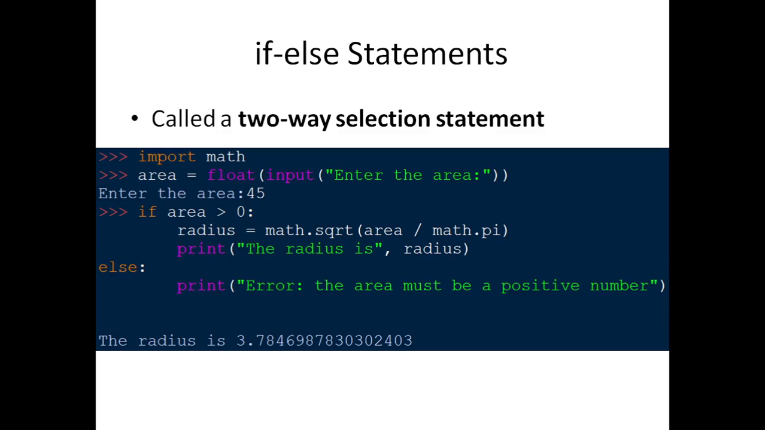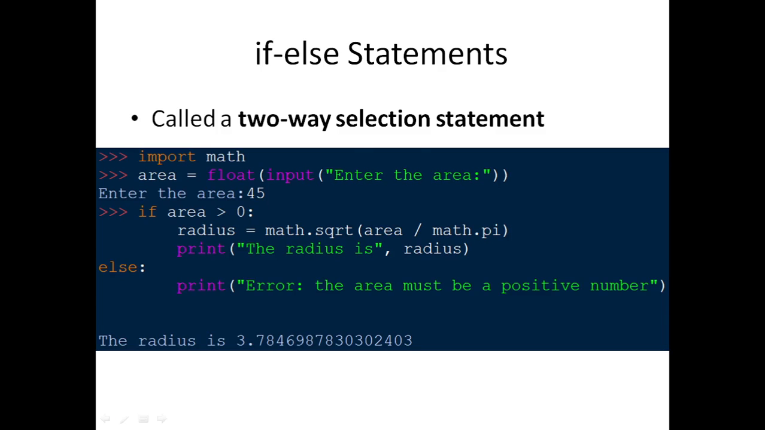Now we'll come to the if else statement. It is also called a two-way selection statement because it takes two courses of action. If the condition is true, it will execute the if part, and if the condition is false, it will execute the else part. That's why it is called a two-way selection statement. Okay, we will see an example.